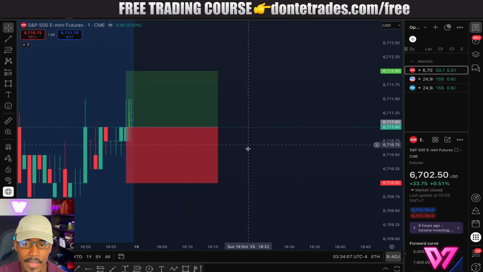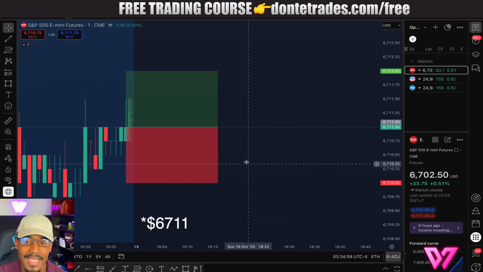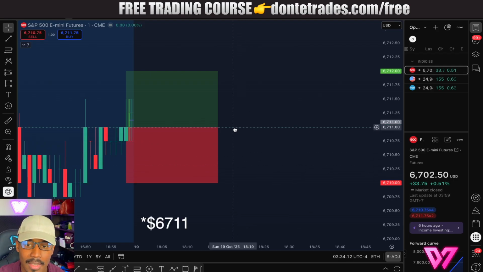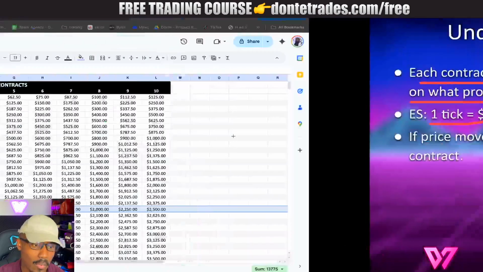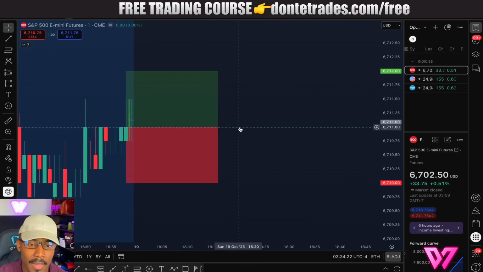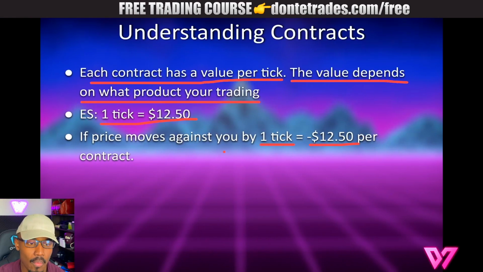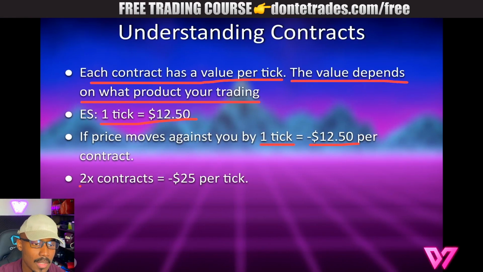So we have 6,011 where the ES is. If the price goes 1 tick against me, then I would lose $12.50 if I was trading with one contract, right? And if the price went in my favor by 1 tick, then I would gain $12.50 if I was trading one contract. So 2 contracts equals $25 per tick.